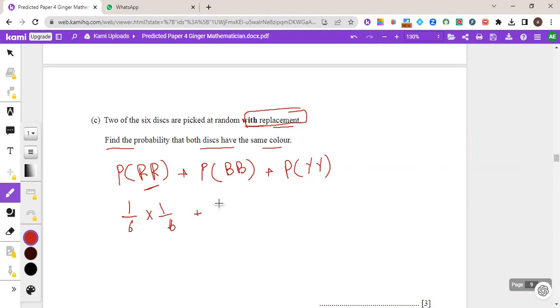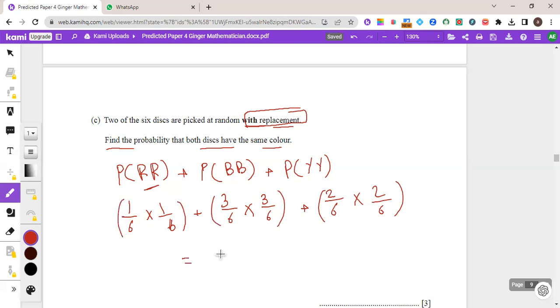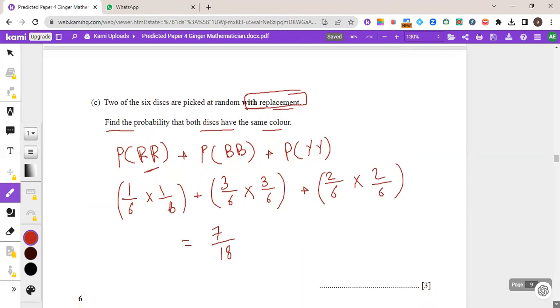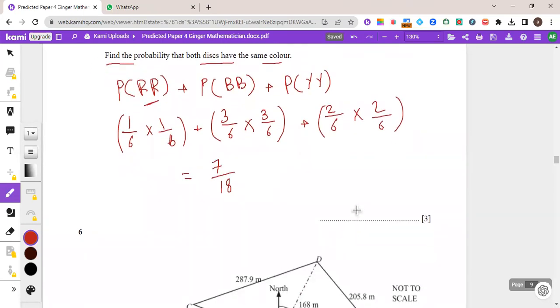And then 3 over 6 multiplied by 2 over 6. No, wait. Yeah, 3, yes, not 2, because you can replace it. And 2 over 6 multiplied by 2 over 6. So what is the answer? It's going to be 7 over 18. Great, 7 over 18. Bravo.